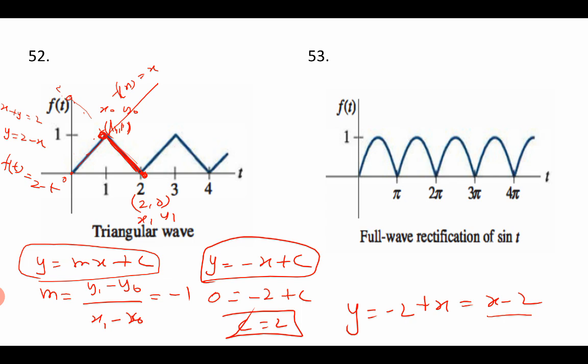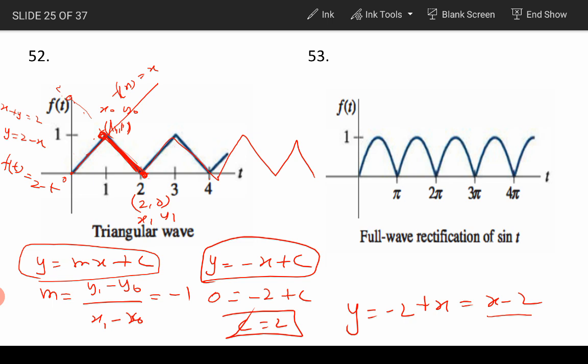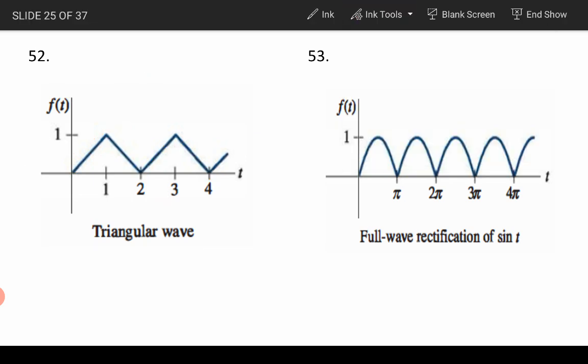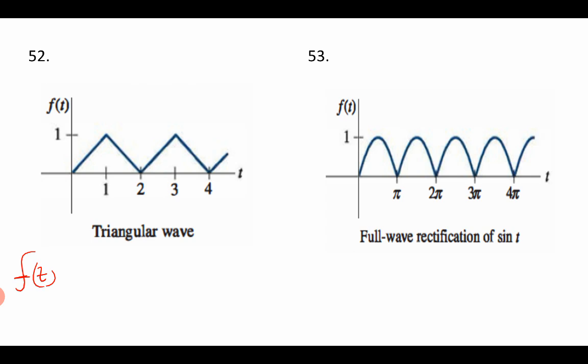So how can we finally write this periodic function? After reaching 2, it again repeats the track. For every 2 units it becomes a triangle again. So the equation of the function we are writing here, f(t), is t and 2 - t. Instead of x, I am using t now. Between 0 and 1 it is t. From 1 to 2 it is 2 - t. This is the function. Once you identify the function, the integration is quite easy.